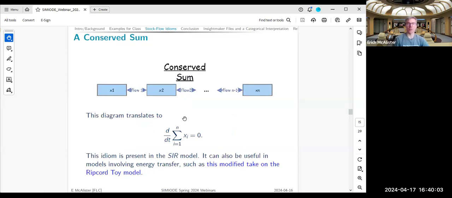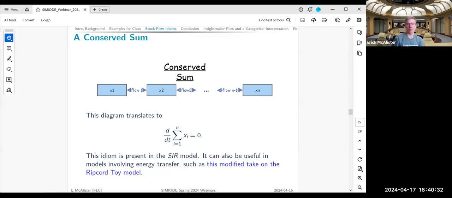Oh, I forgot about the conserved sum. This is the one that actually is present in the SIR model. If you have a string of stocks and just two directional flows going between them, that's a nice way of saying that the sum of these variables is conserved.